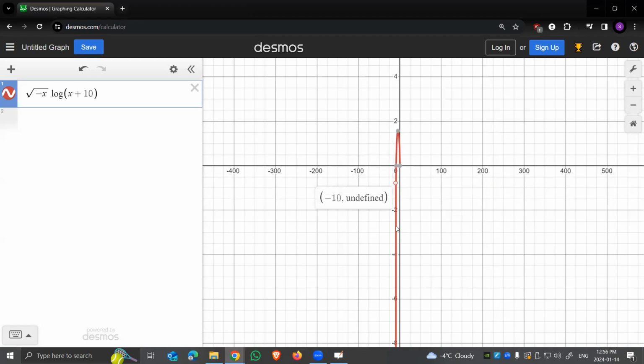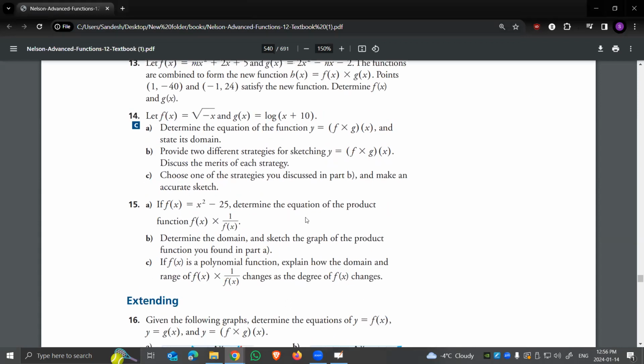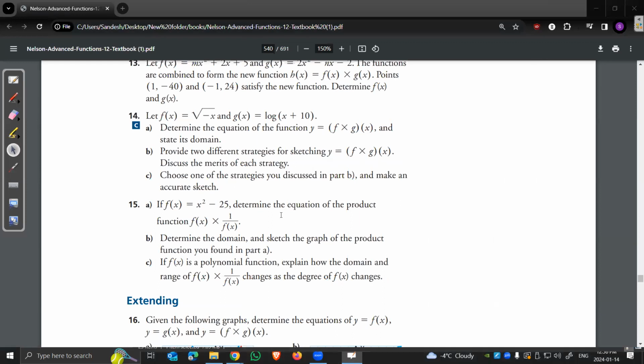Cool? At negative 10, look at it. It said it's undefined because at negative 10, our function is undefined, yeah? There's a vertical asymptote. That's why it was exclusive. Negative 10 was not included in our domain. So the strategy will be just to sketch them individually and then multiply the y values.